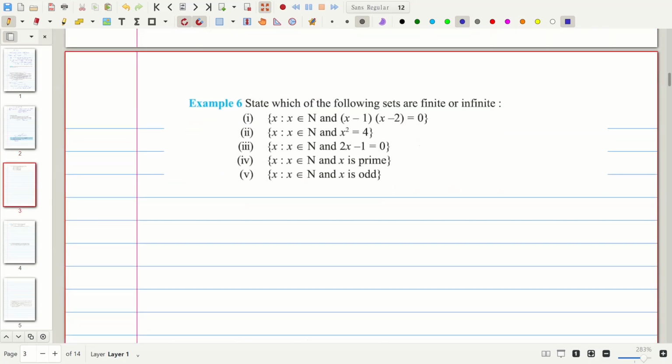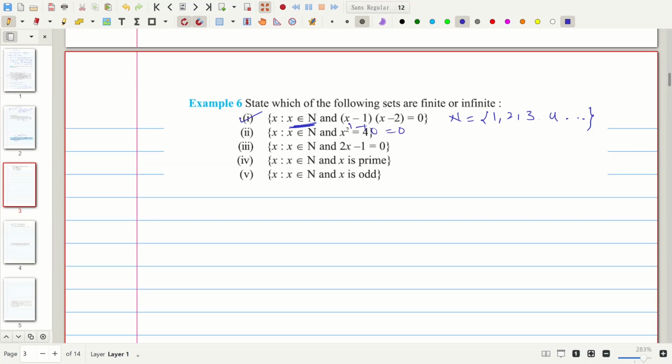So here we'll see examples for finite and infinite sets. In example 1, the first condition we have to see is that x belongs to N. N is the set of natural numbers, so the positive numbers, other than 0, are natural numbers. If we put the value of x here, 0 we cannot put because 0 is not a natural number. We put 1, so 1 minus 1 is 0, and 0 into 0 is 0.